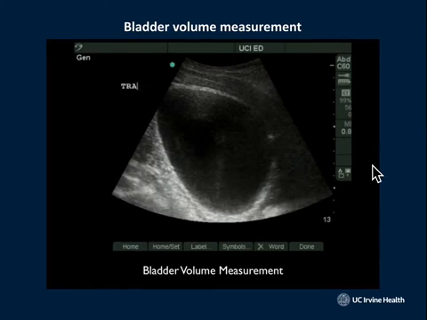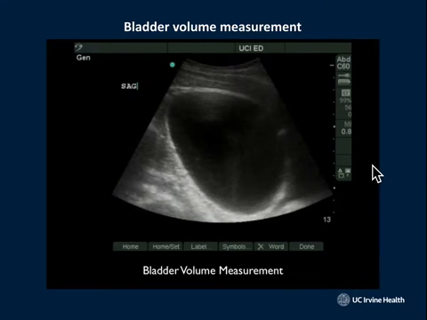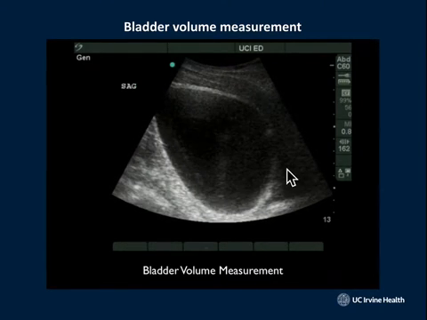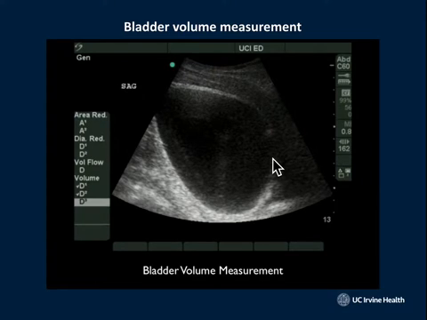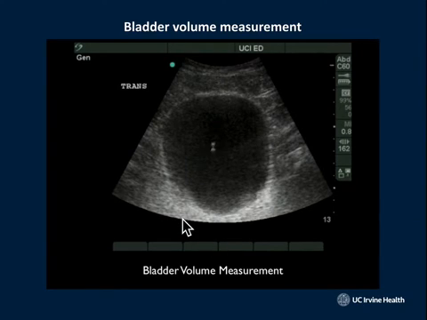The bladder might get a little bit more triangular shaped, depending on its volume. When it's really full, it tends to be quite spherical. And so now you're seeing in the sagittal plane, we're going to get the third dimension, marching all the way across the screen there. And that would be the length of the bladder. The machine does a calculation and estimates the bladder volume.